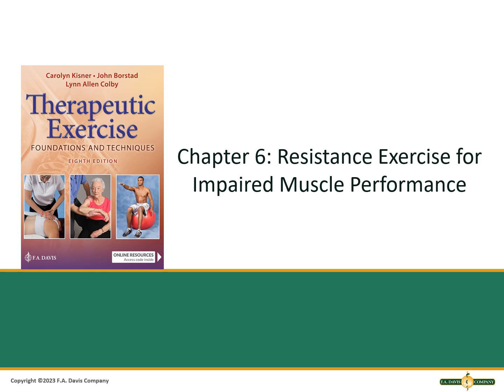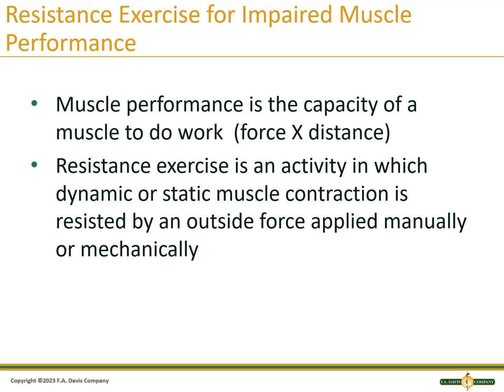Welcome to Chapter 6, Resistance Exercise for Impaired Muscle Performance. So muscle performance is the capacity of a muscle to do work, and so we look at work as being force times distance. How much force can a muscle generate and how much distance can it move through? Resistance exercise is an activity in which dynamic or static muscle contraction is resisted by an outside force applied manually or mechanically.